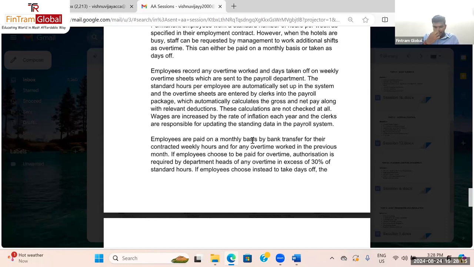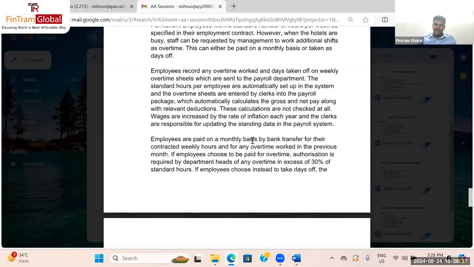So changes to the standing data are made by a clerk, right? And again, this is not authorized by anyone, right? So that's again a deficiency. Again, a control recommendation should be that ideally clerks should not be the ones making this change. And even if they are, it should be authorized by a senior responsible official, isn't it?